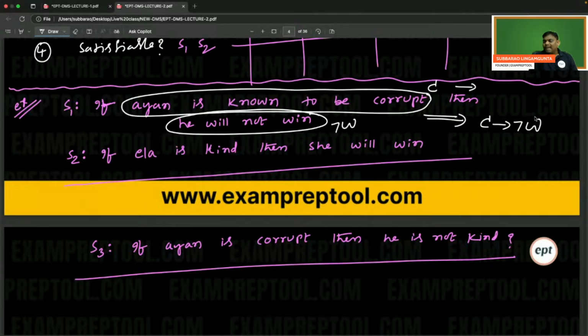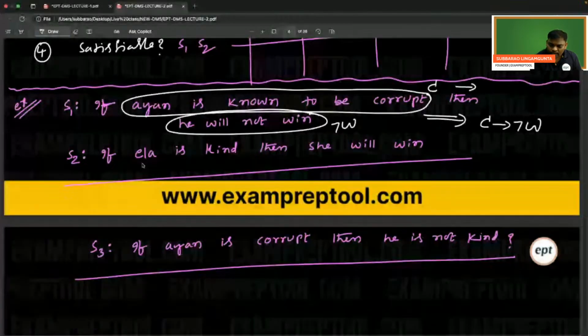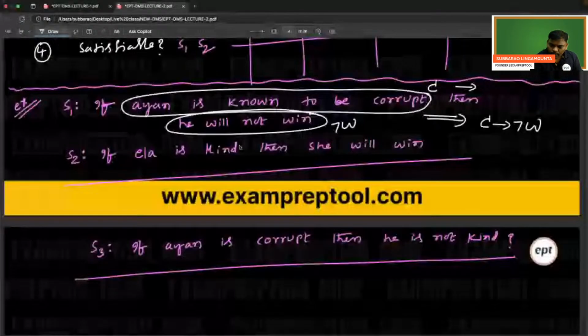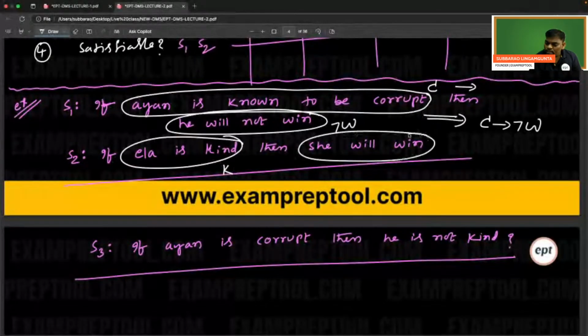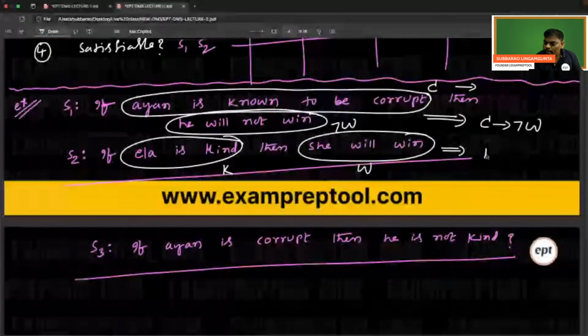If someone is corrupt, then he will not win. Win is W, not win is negation W. In a similar way, see this one. If Ella is kind, then she will win. Kind means K, then she will win. Win means W. This goes to K implies W.